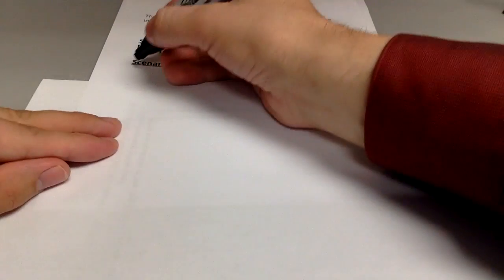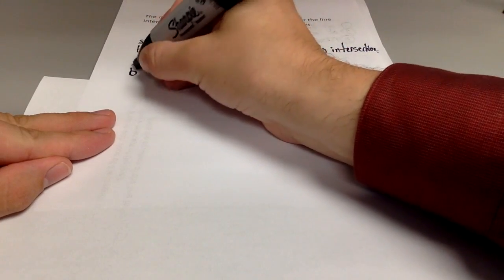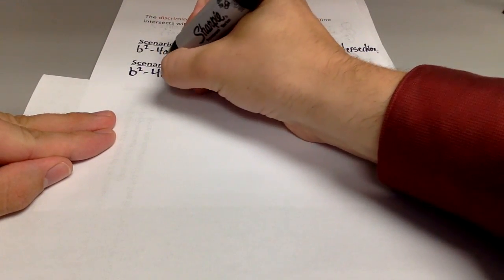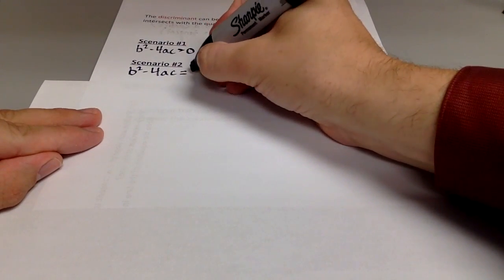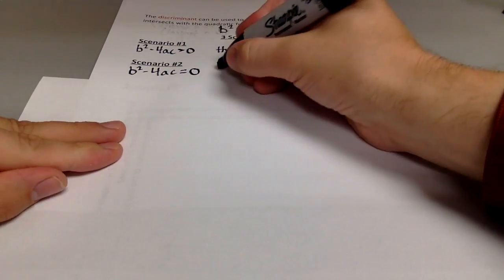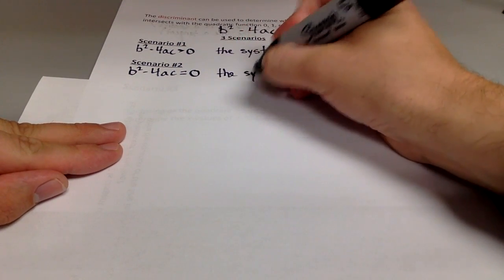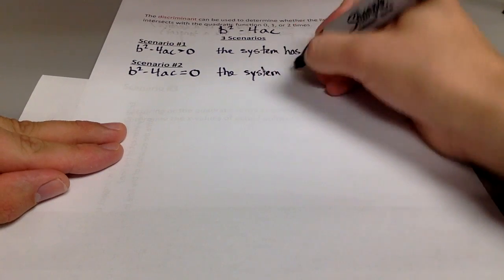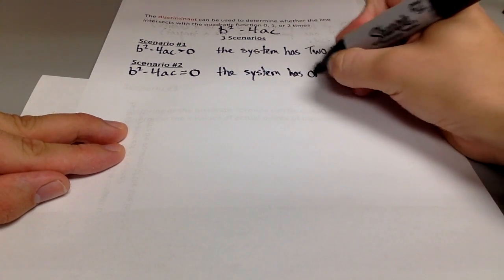Scenario 2, if you'll recall, was that we have exactly 1 point of intersection. And similarly to when we're using the discriminant for quadratics, this happens when the discriminant is equal to 0. So we can say the system has exactly 1 intersection.